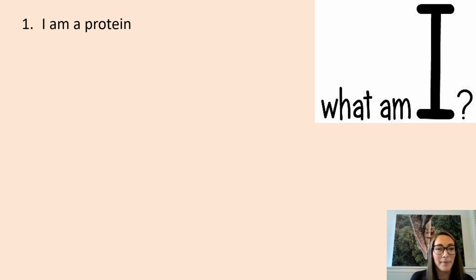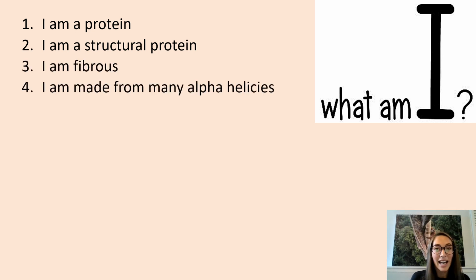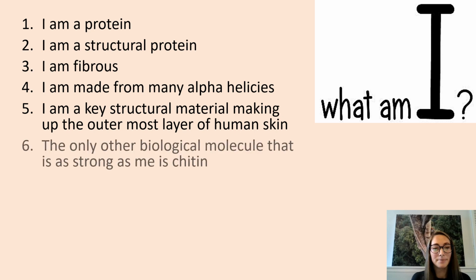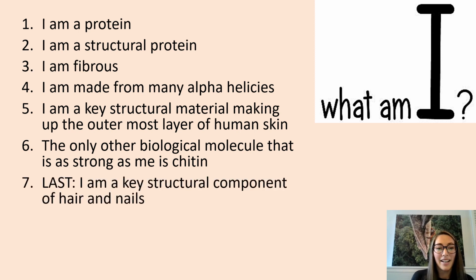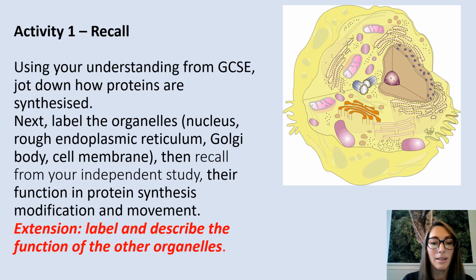Okay, what am I? I'm a protein. I am a structural protein. I'm fibrous. I'm made from many alpha helices. I'm a key structural material making up the outermost membrane of human skin. The only other biological molecule that is as strong as me is chitin. And lastly, I'm a key structural component of hair and nails. So if you got keratin, well done. There it is. Please pause the video and complete activity 1, recall.